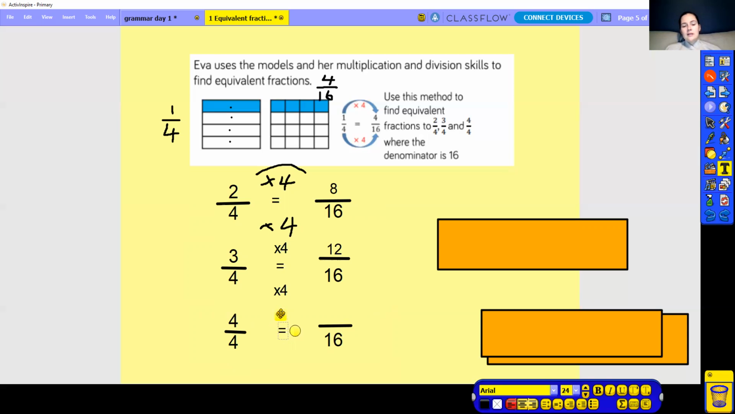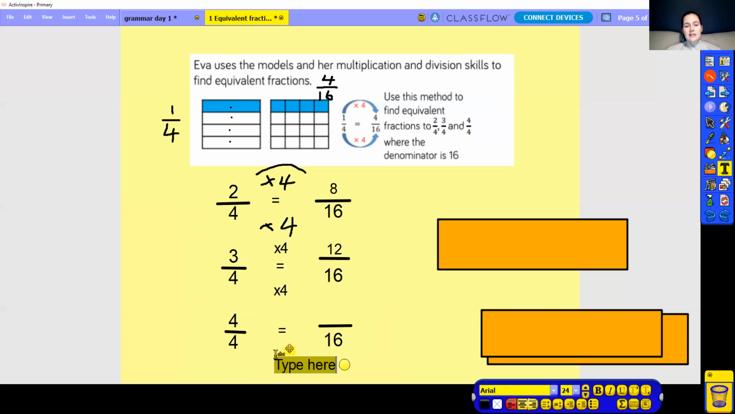Some of you might have worked out straight away actually that this fraction here is what we call a full fraction, and that means it's actually equivalent to a whole one, because we can see that the 4 as the numerator is the same as the 4 on the bottom, which is the denominator, which means it's a whole one. So that might have helped you without doing any sort of calculations.